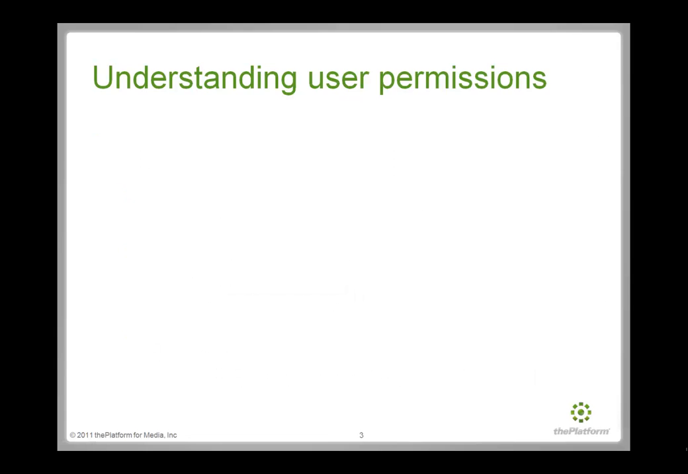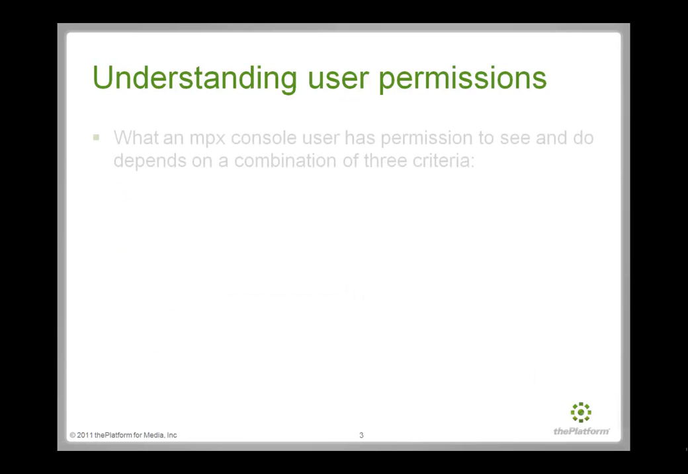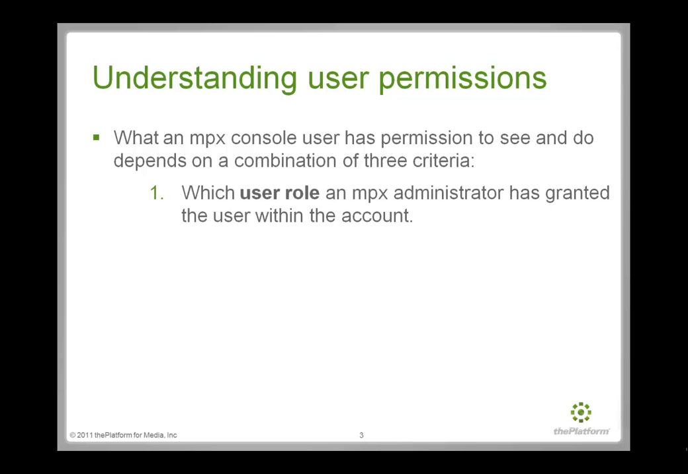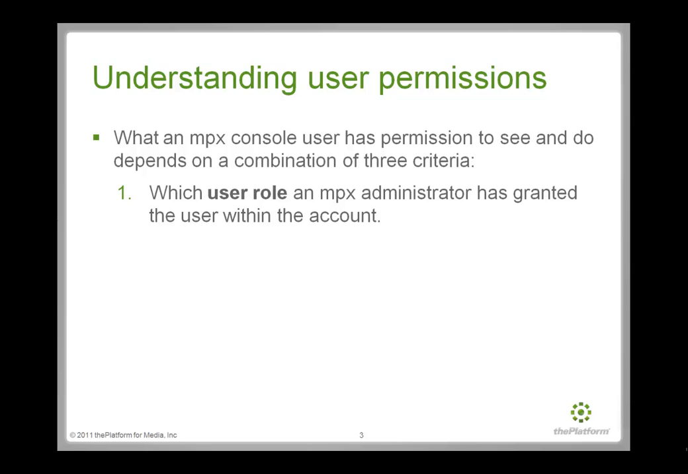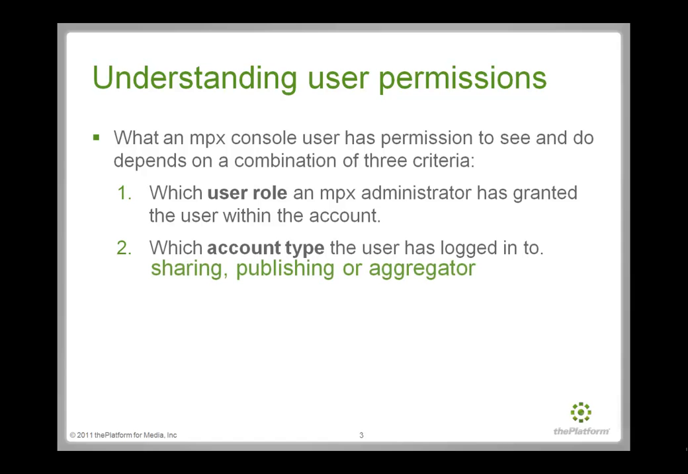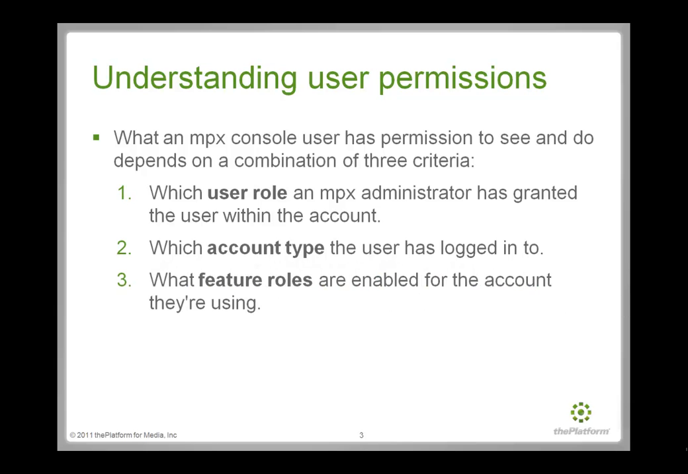Let's take a closer look at the permission structure. What an MPX console user has permission to see and do depends on a combination of 3 criteria. The first is which user role an MPX administrator has granted the user within the account. These are the 3 we described on the previous slide: an admin, editor, or producer role. The second is which account type the user is logged into. An account type might be sharing, publishing, or an aggregator account. And the third is what feature roles are enabled for the account they're using: publishing, sharing, commerce, entitlement. A feature role is a service or tool that your account can access and use.